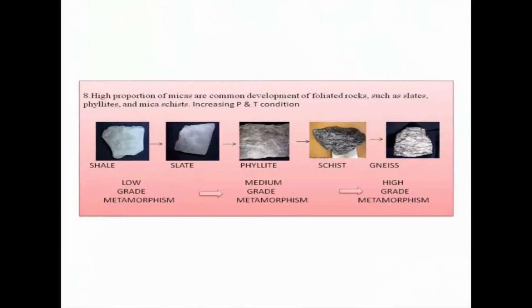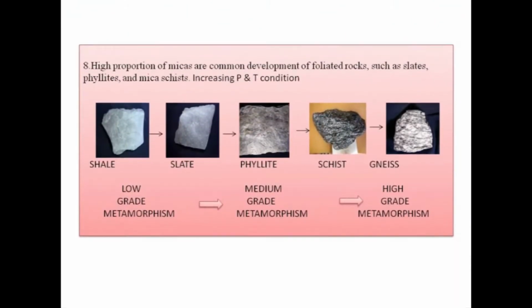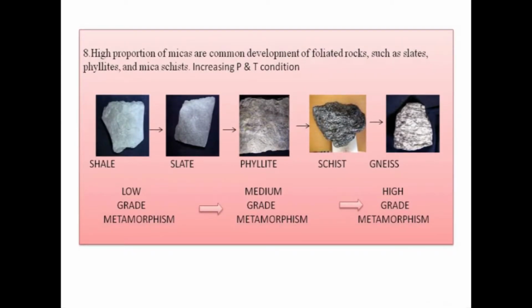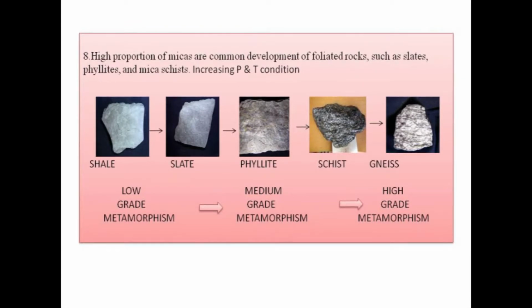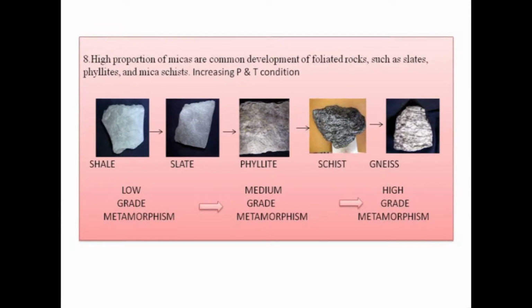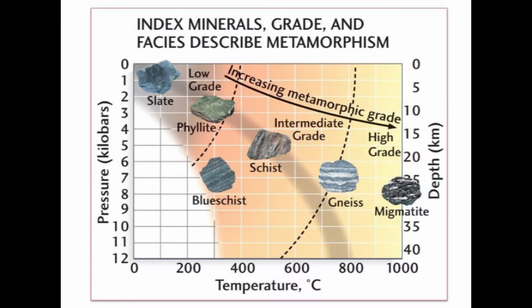Next, the high proportion of mica in metapelites results in the common development of foliated rocks such as slate, phyllite, schist and gneisses. With increasing pressure and temperature conditions, shale changes into slate, slate changes into phyllite, phyllite changes into schist, and schist changes into gneisses, with low grade, intermediate grade, and high grade of metamorphism.